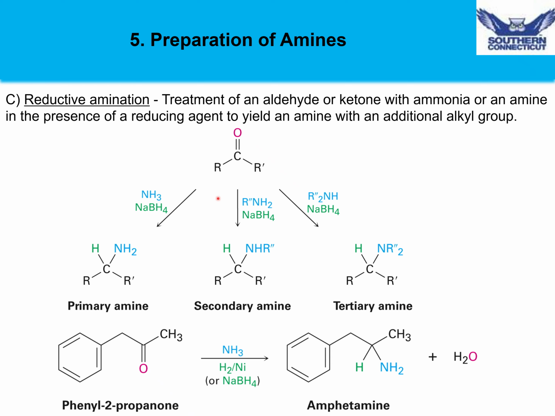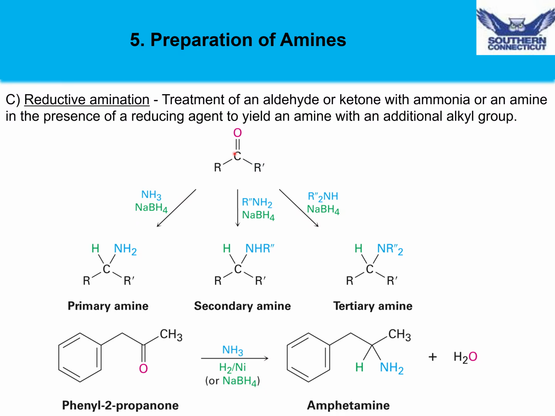Another method to make amines is by something called reductive amination. This is a reaction where we combine 2 reactions in one. We first convert a ketone or an aldehyde into an imine, which we then reduce with a reducing agent to give us an amine.